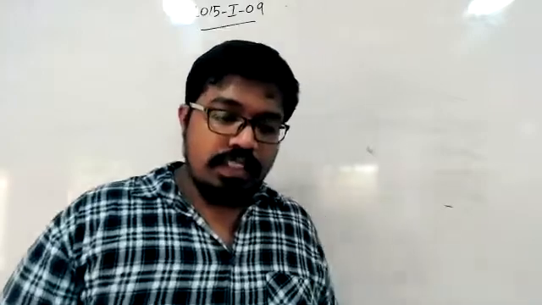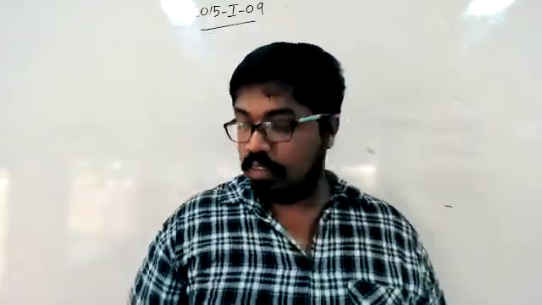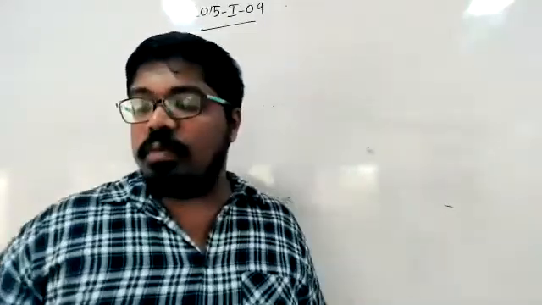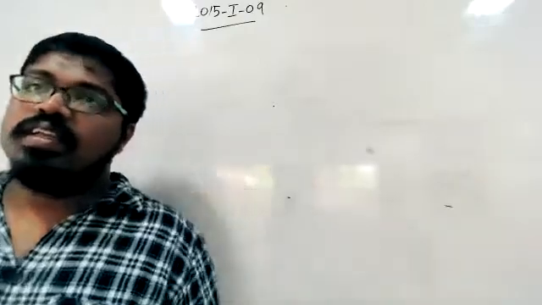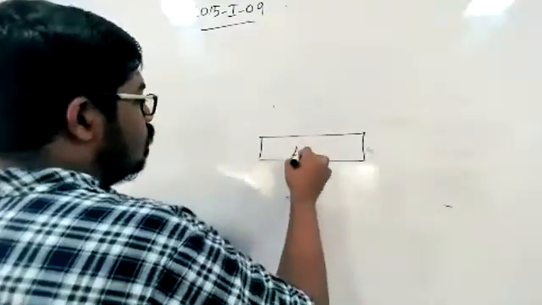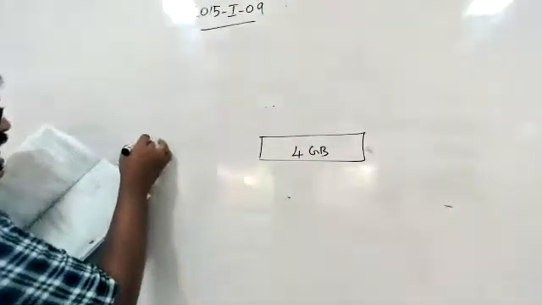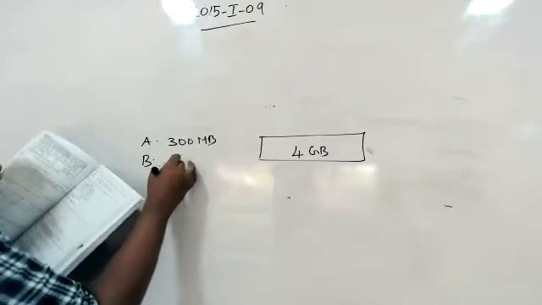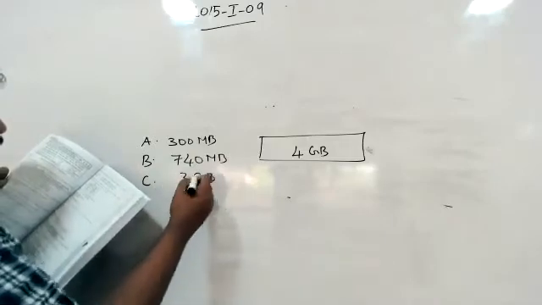Which of the file or files given in the table 1 could be stored in a USB storage device having a total capacity of 4 GB so that a least amount of unused space is left on the device? Right? So the summary of the question is, you are having a flash memory with 4 GB. Right? There are 3 files. File A is 300 MB. File B is 740 MB. File C is 3 GB.